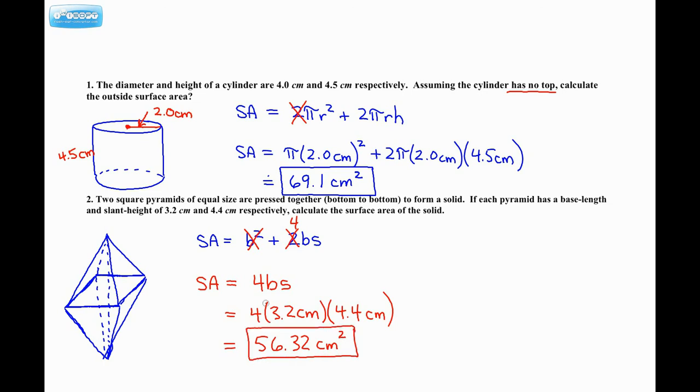So again, it's not about you trying to memorize a whole bunch of formulas. It's about taking the formula that will be given to you anyway and adjusting it as needed. So make sure you understand what each part is saying.